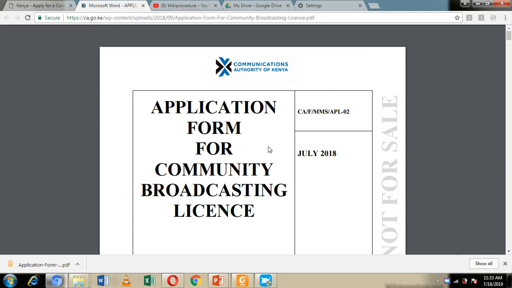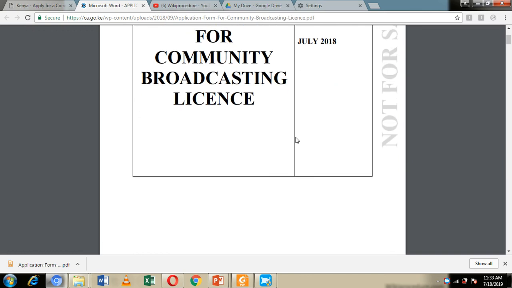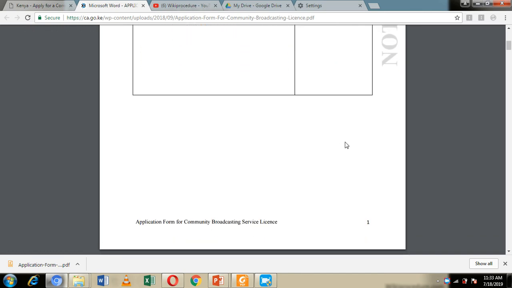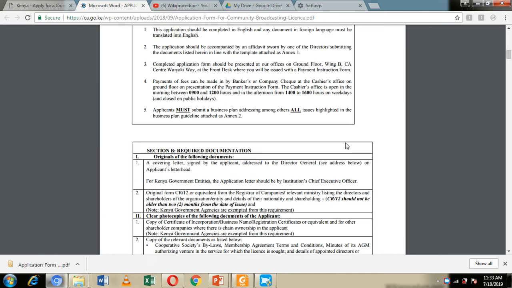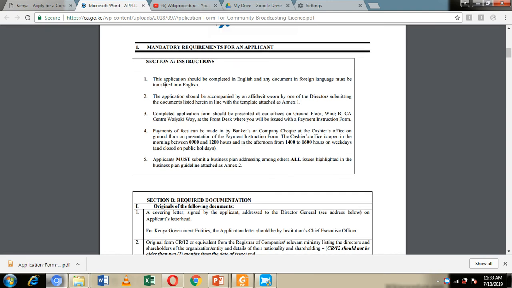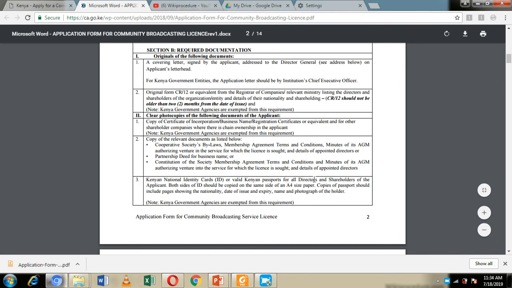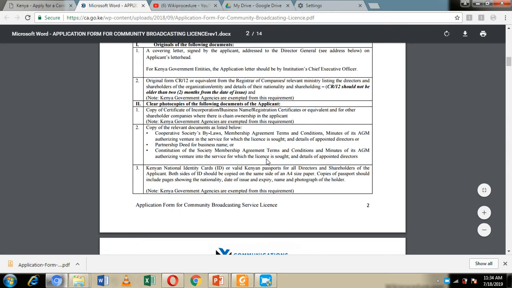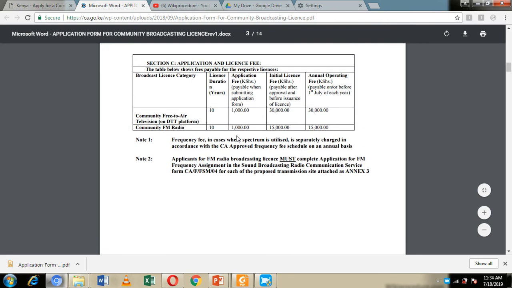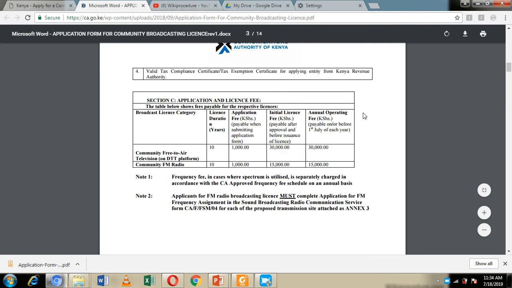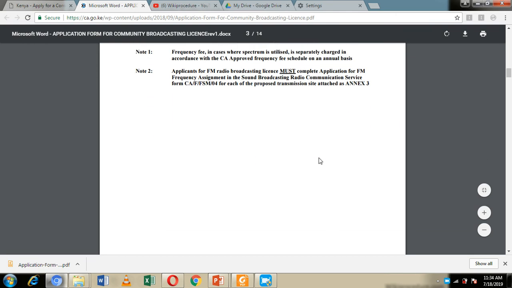This is the application form for community broadcast license, and it's quite a straightforward document, giving you all the instructions, what we have just gone through, the documents which are required. We have just gone through this document. They have also the fees applicable. We are going to talk about this as we move on.